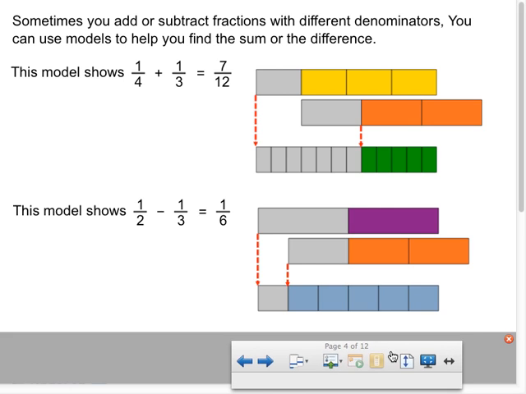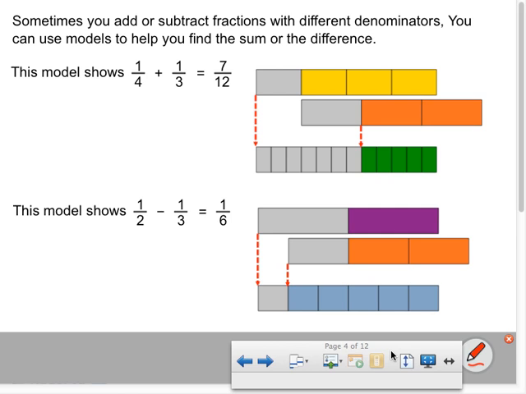Now, this is a model that represents the sum of 1/4 and 1/3. And it tells you it's equal to 7/12. Okay? Now, if you notice, it's a little different than the problem we just did, right? How are the problems we just did different from this problem? Kirsten, how is this sum of fractions different from the fractions we just did? The denominators aren't the same, right? Okay, very good.